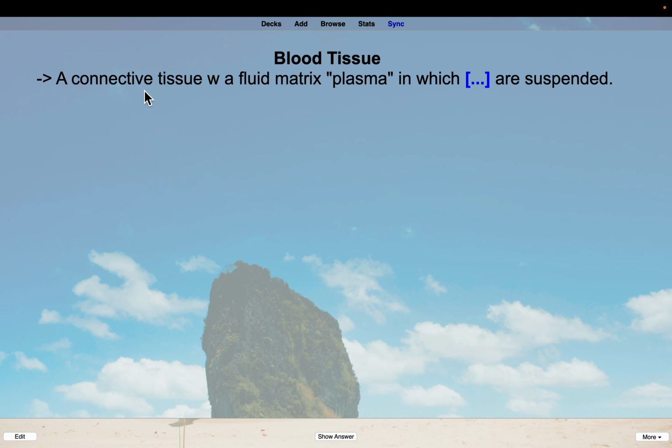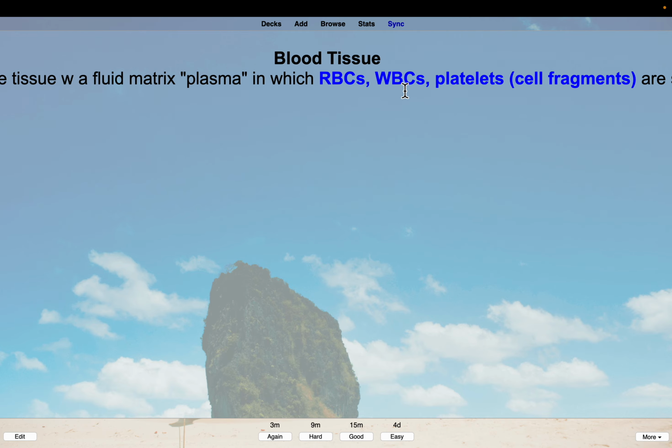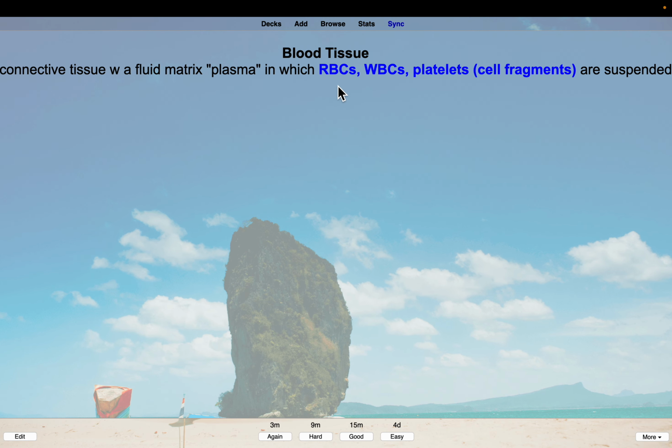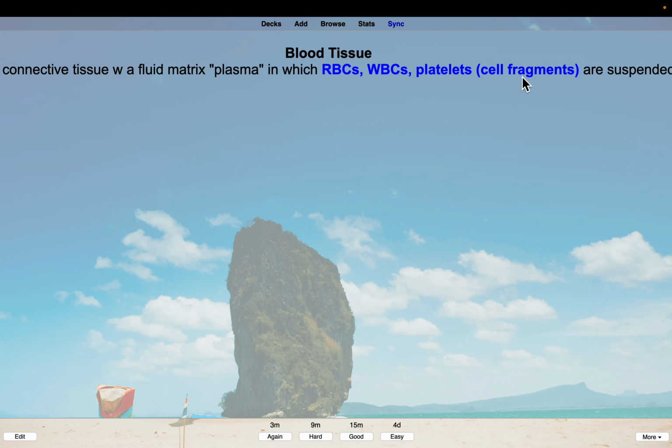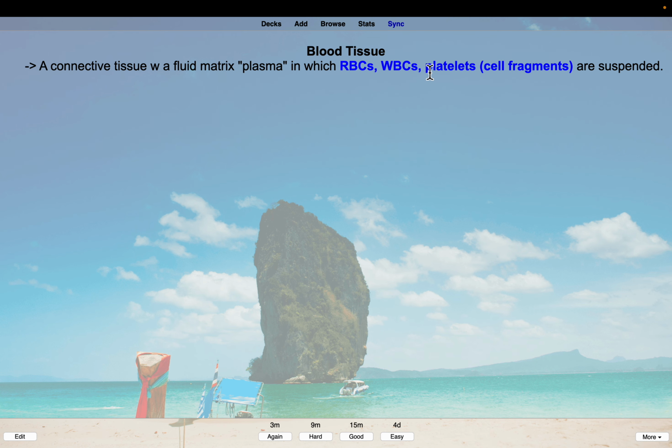Blood tissue. This is a kind of connective tissue with a fluid matrix, plasma, in which red blood cells, white blood cells, and platelets, basically cell fragments, are suspended. By the way, just to let you know, platelets are responsible for fixing cuts, regardless of how big it is. Usually, typical cuts because of knife accidents, paper cuts. Well, platelets are responsible for closing that wound eventually.